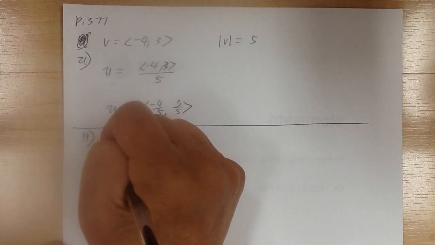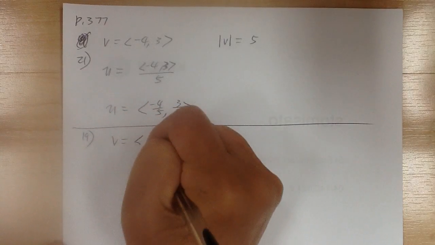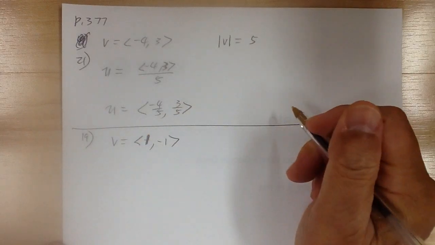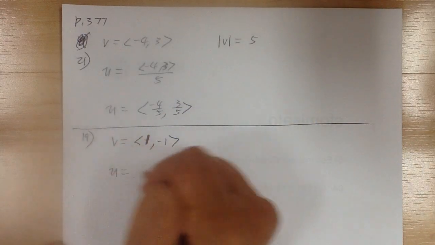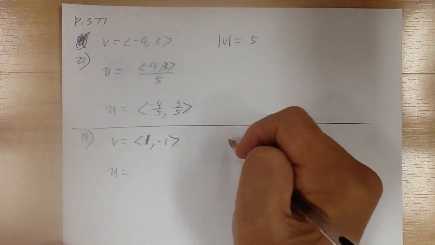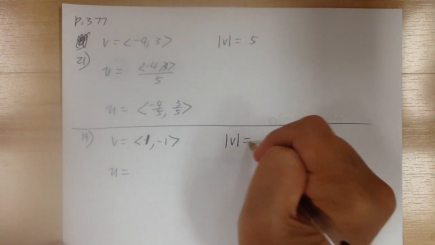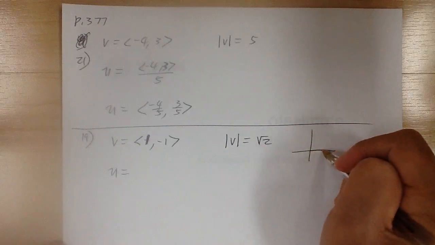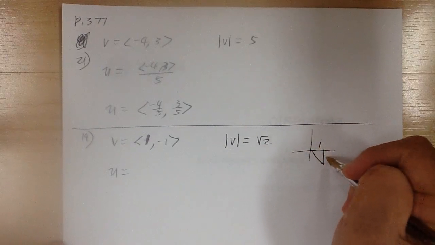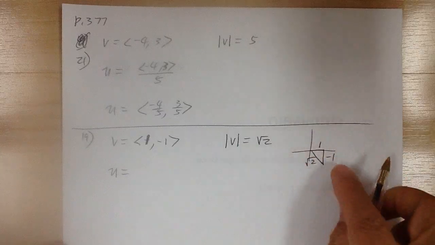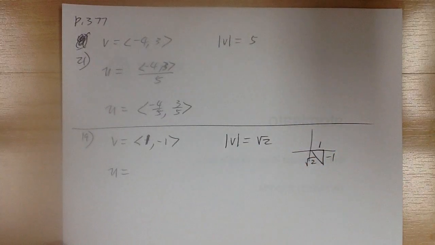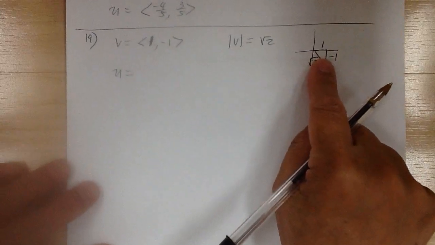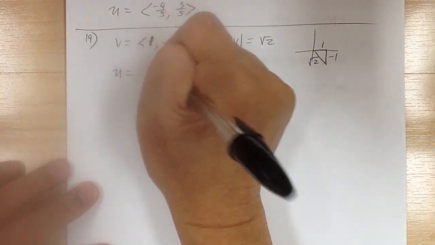Okay, number 19, v equal to 1, negative 1. For the unit vector, again, first you have to get the length. The length of v is the square root of 2, because if you look at your triangle, it's 1, negative 1. That's your 45, 45 triangle. If you don't see that, just use the Pythagorean Theorem. First let's get the direction.